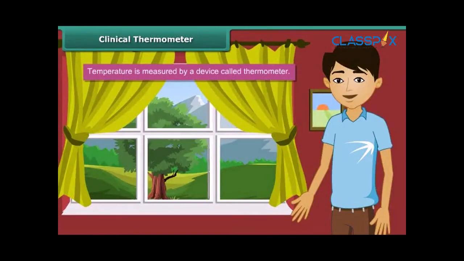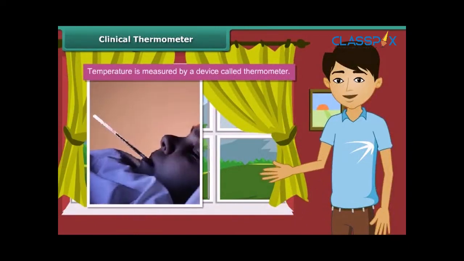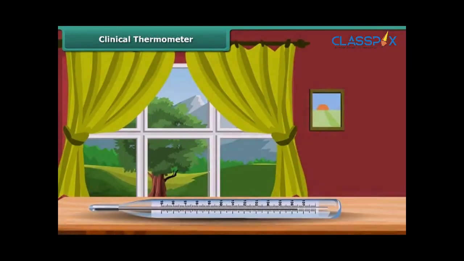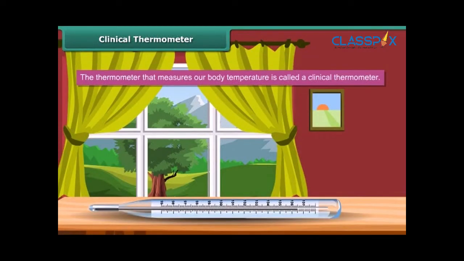Now that we have learnt about temperature, let us look at the device used to measure temperature. It is called a thermometer. The most common use of thermometer is to measure our body temperature. Such a thermometer is called a clinical thermometer.